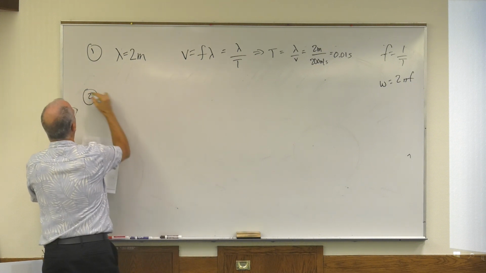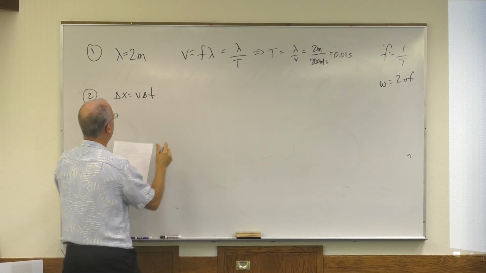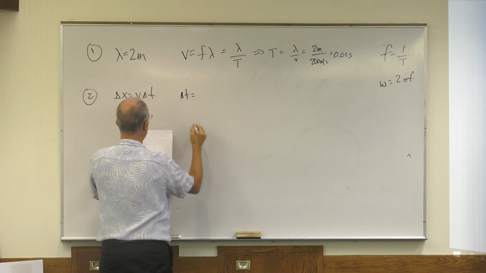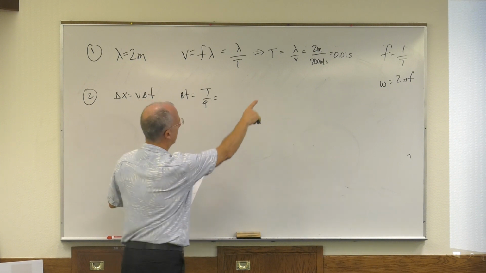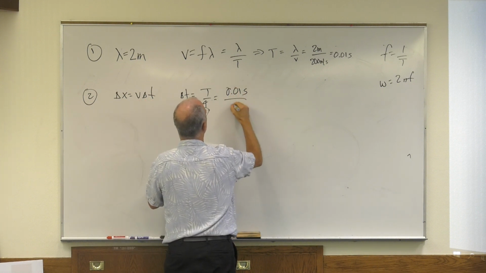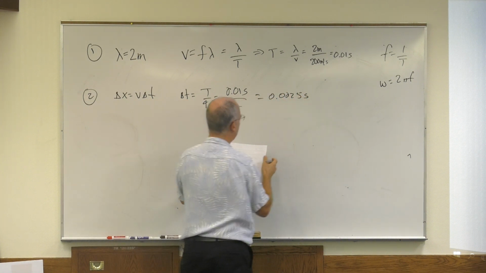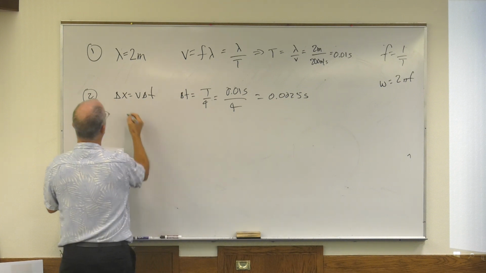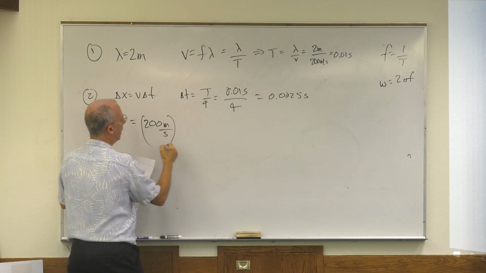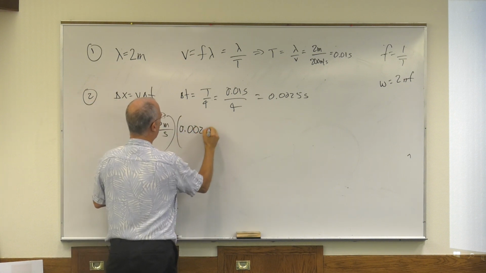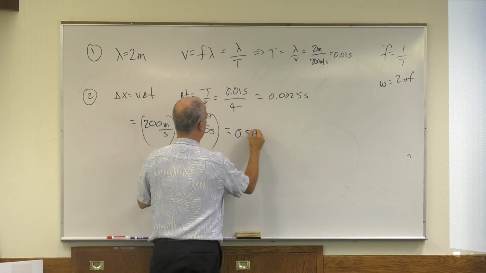Number 2. Okay, distance equals speed times time. No kidding. Now, the delta t is, for the first part, a fourth of a period. Now, we know that the period is 0.01 seconds, so we want a fourth of that. So it's 0.0025 seconds. Okay? So, plug it in. So delta x is velocity, 200 meters per second, times delta t, 0.0025 seconds. I promise you, you work that out, you get half a meter.